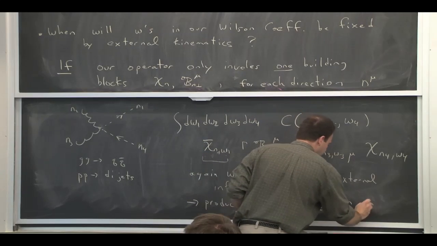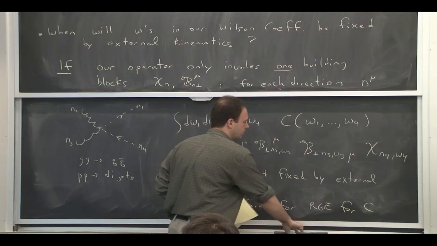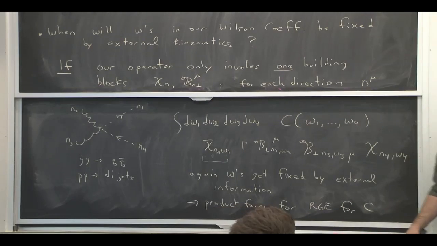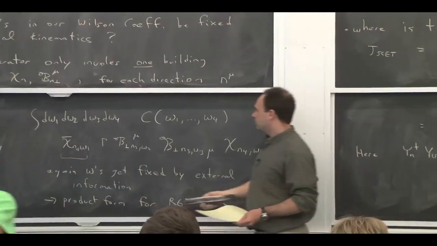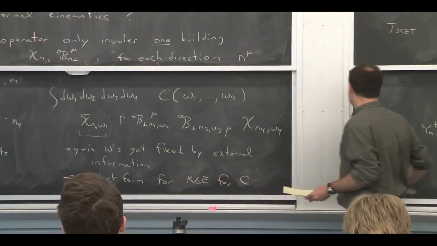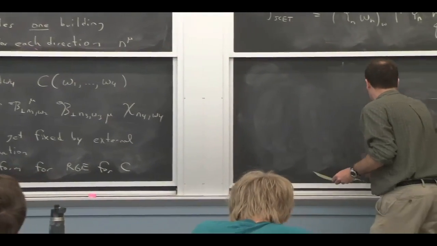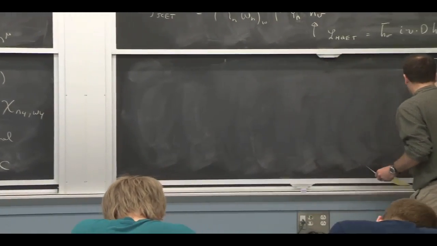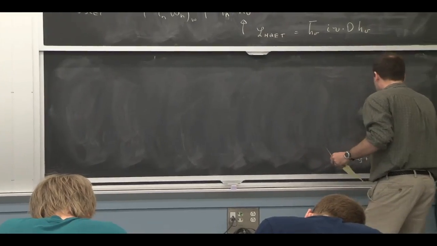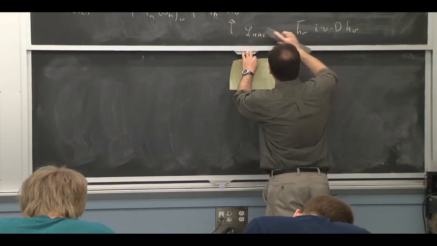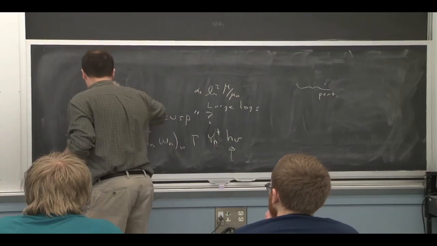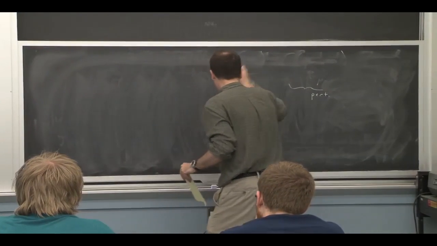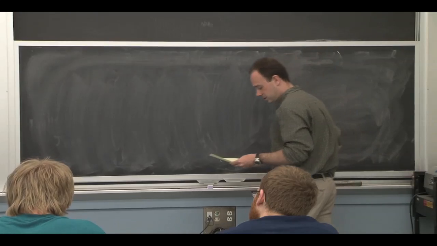There's no convolution, just a product for this Wilson coefficient. OK, so when could that not be true? It could not be true if, for example, we had a chi-bar and a chi that were in the same direction. So if we're in a situation where all the objects are different directions, then that's what happens. And it's pretty simple.